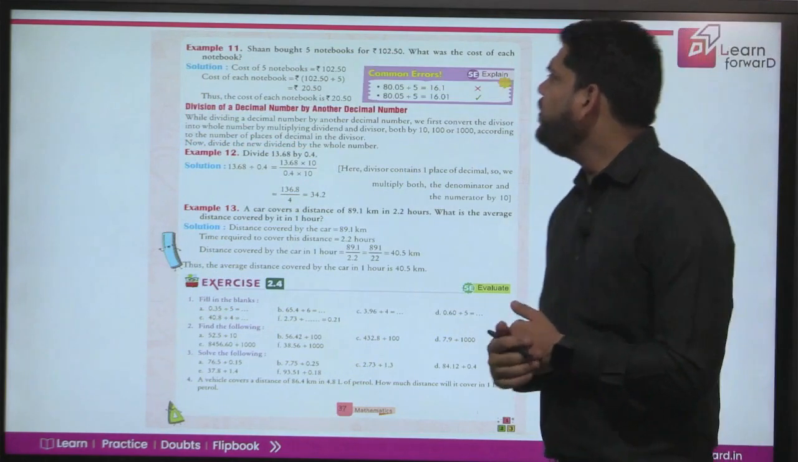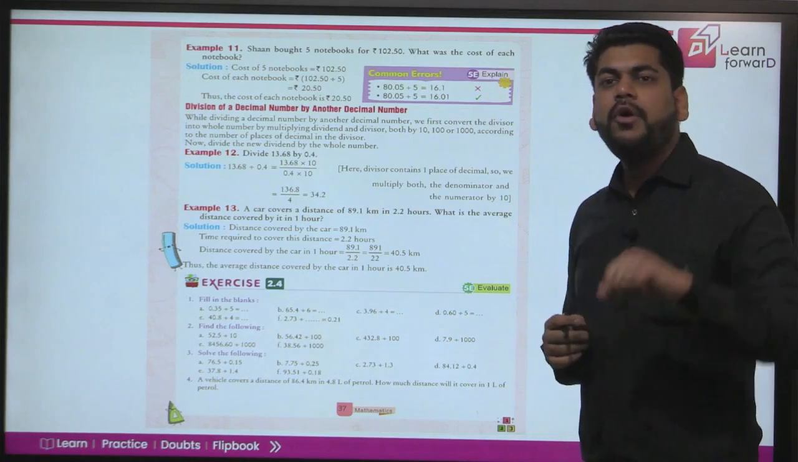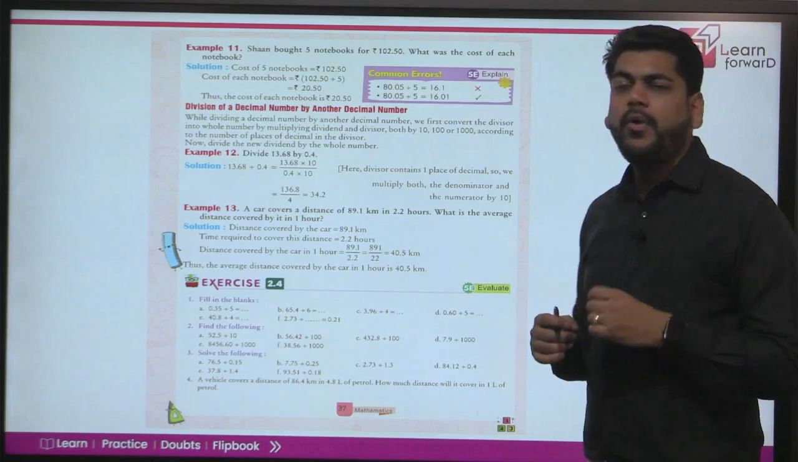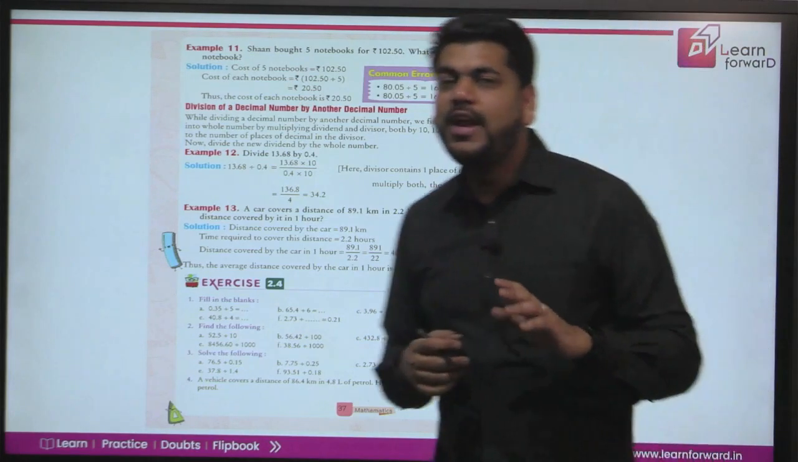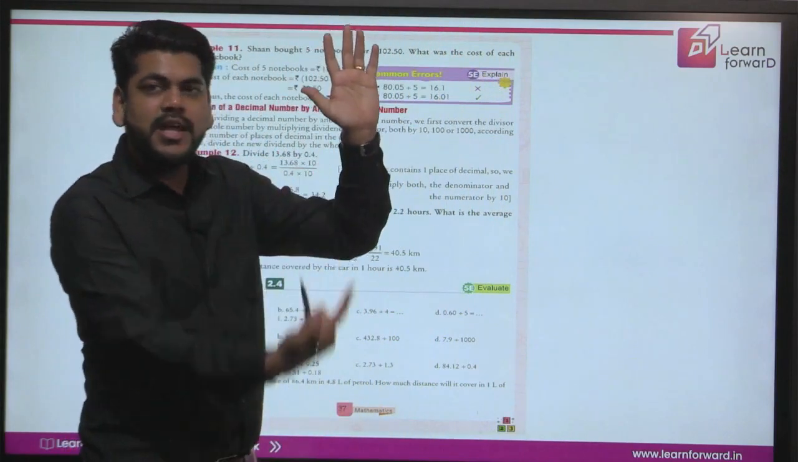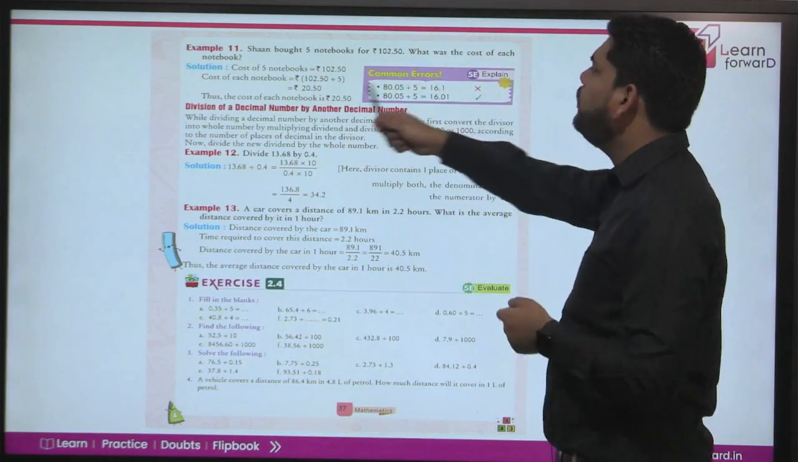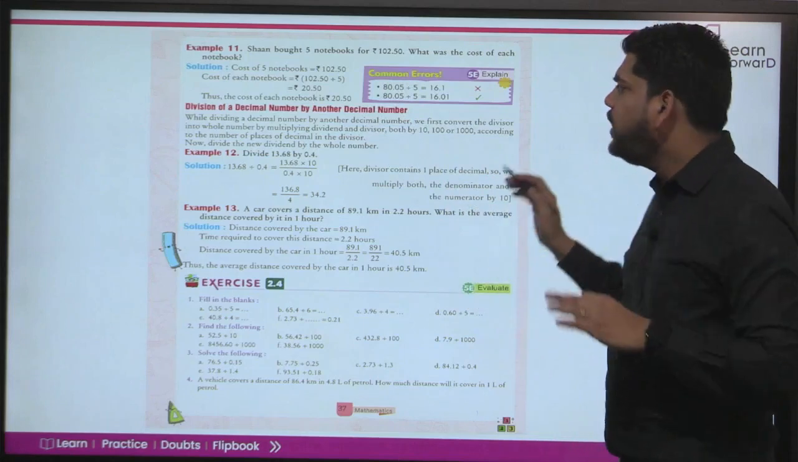Shan bought 5 notebooks for rupees 102.50. Shan bought 5 notebooks of total rupees 102.50. What is the cost of each book? Now we are given 5. We need to find out for 1. The number is decreasing. We will divide. So we will be dividing 102.50 by 5.